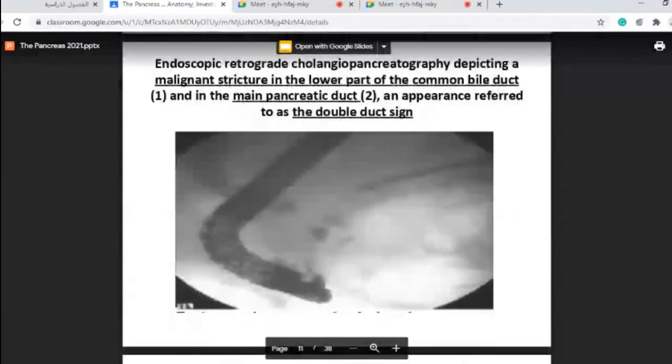And this is another picture of ERCP, showing a malignant stricture in the lower part of the common bile duct. And it shows very clearly the main pancreatic duct, which is called the double duct sign.